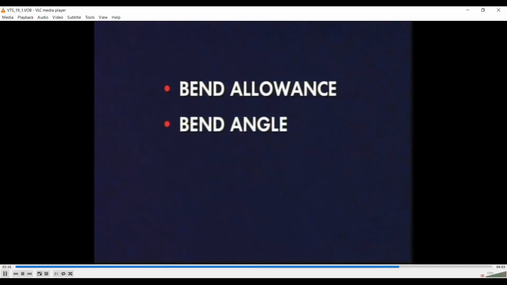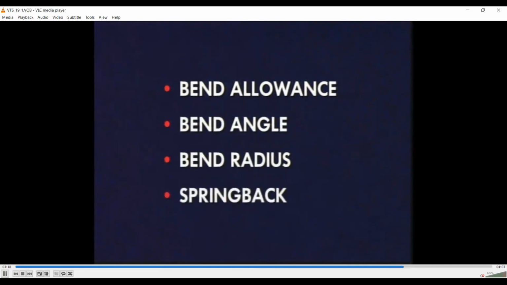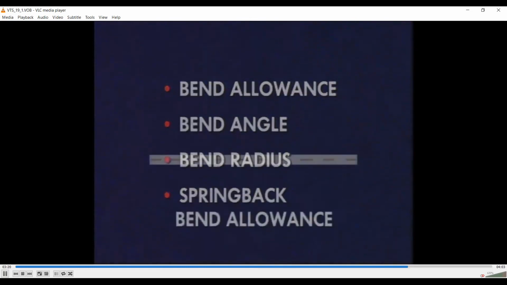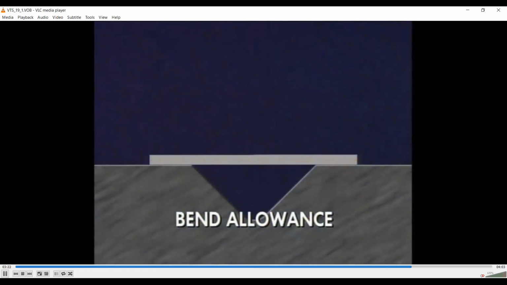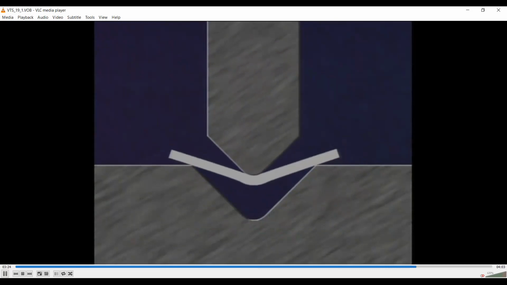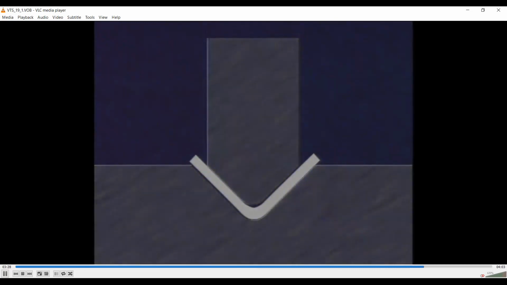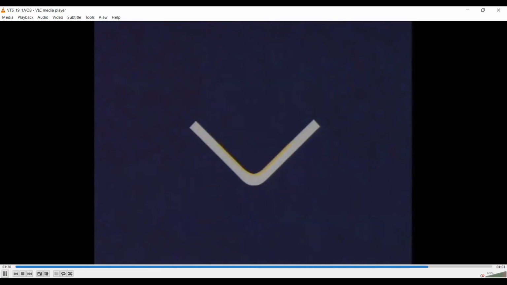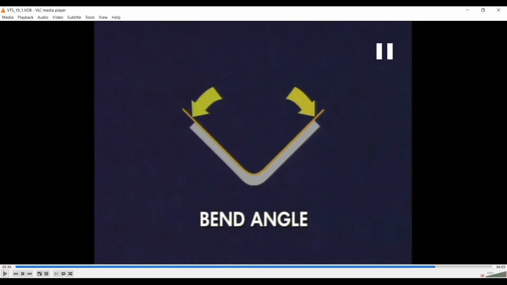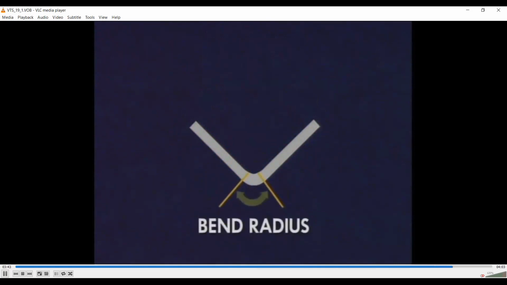Important process parameters are bend allowance, bend angle, bend radius, and spring back, as we have already discussed. So you have to make a radius, so that radius should be converted into a straight length of the blank. So that is the bend allowance. So some people call this angle to be the bend angle, but we have taken the outer angle, the angle through which the metal is being bent, to be the bend angle. So that is the convention that we followed.